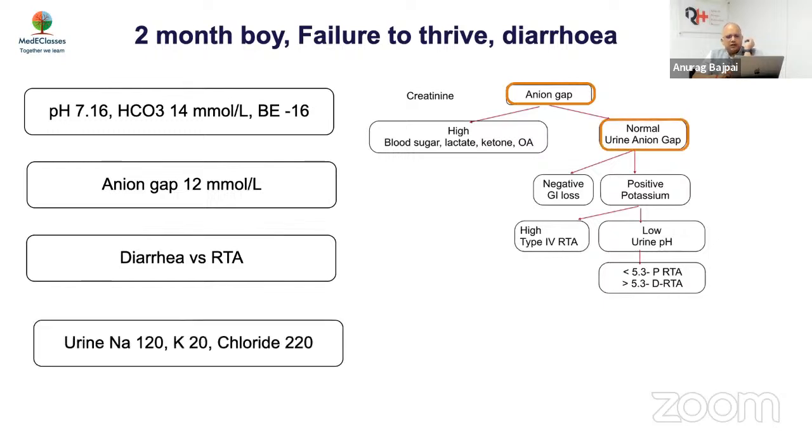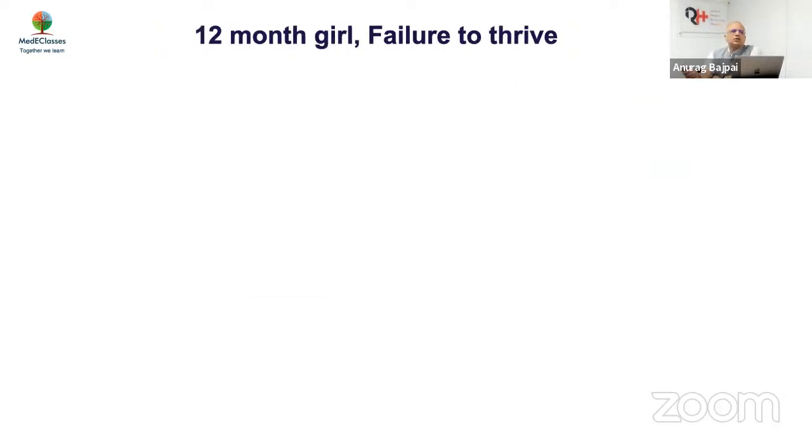So you will check for the urinary anion gap. These are the values. What do you think now? So clearly your chloride is much more compared to the sodium and potassium, which means that you have some other positive ion which you have not measured, which is ammonium. So this is more likely to be a GI loss.